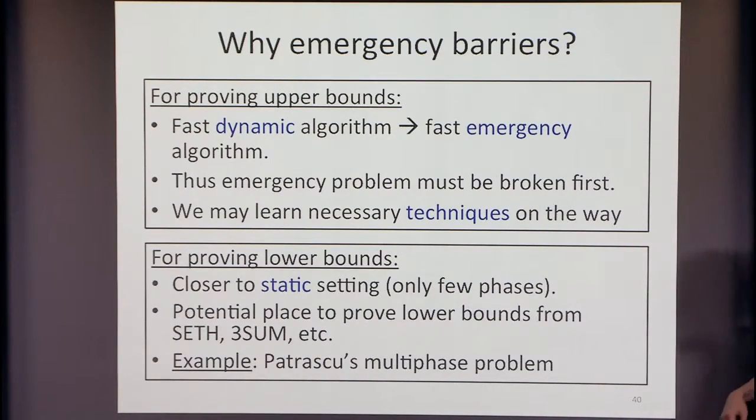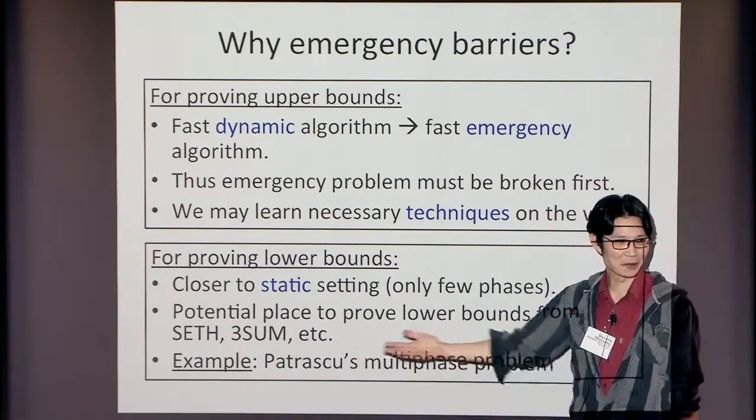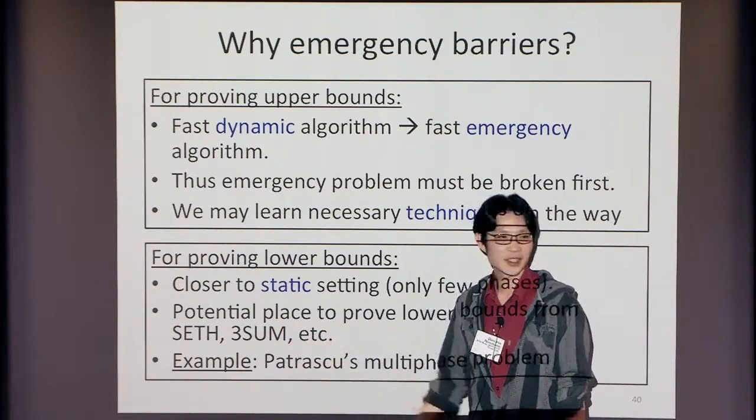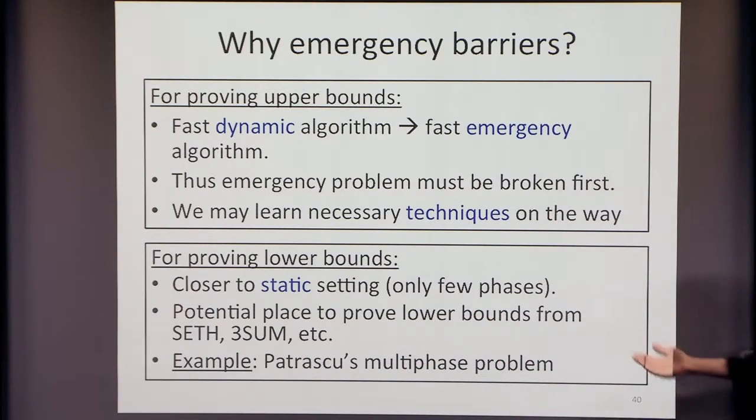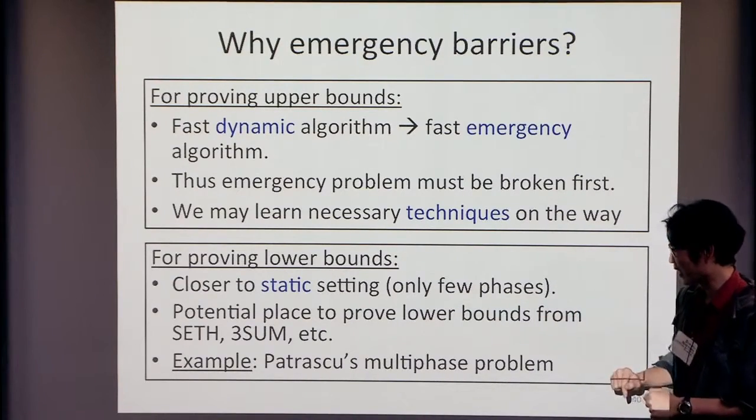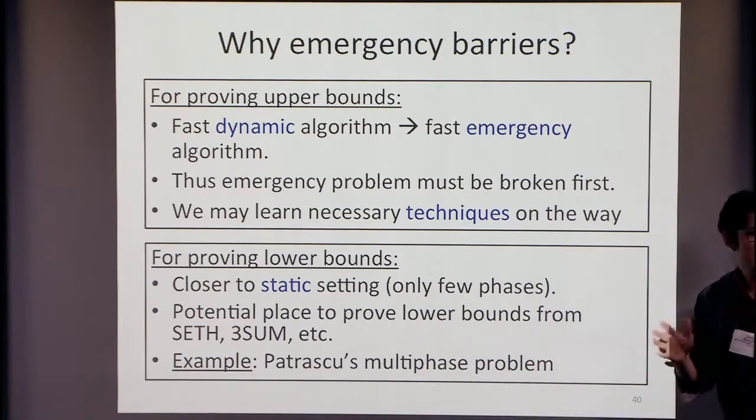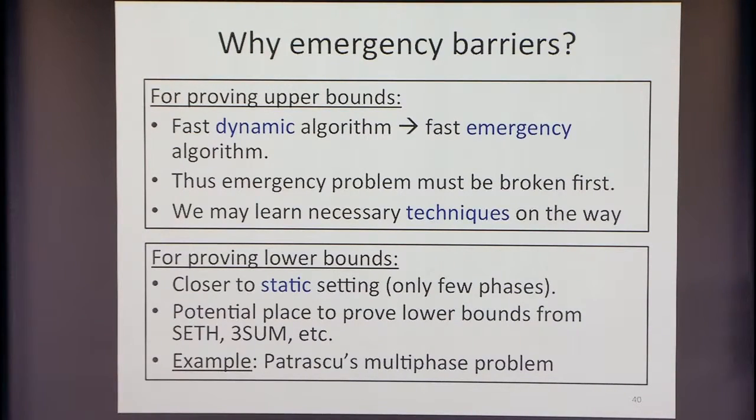So if you are hoping to use some conjectures that you have seen in the workshop before, like SAT or 3SUM or other problems in the static setting, it's probably easier to look at this model first because it has just a few phases. It's closer to the static setting. And this kind of lower bound was actually proven before. I'll just give one example. In Patrascu's multiphase problem, you just have three phases, and from there he reduced from 3SUM to this multiphase problem. So hopefully, if you don't have so many phases, maybe it's easier to reduce from the static problems. So that's all the motivation.